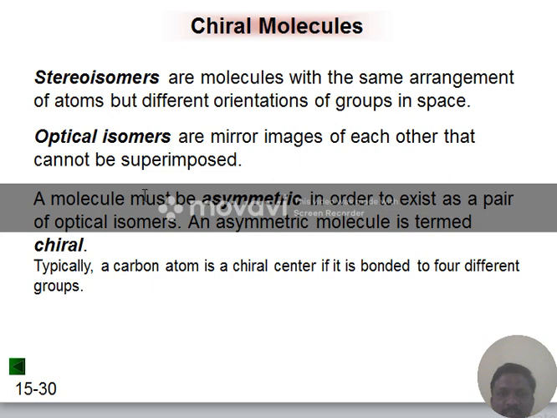A molecule must be asymmetric in order to exist as a pair of optical isomers, and an asymmetric molecule is termed chiral. Typically, a carbon atom is a chiral center if it is bonded to four different groups. Then and only then can we say that the particular carbon is a chiral one. Clear?